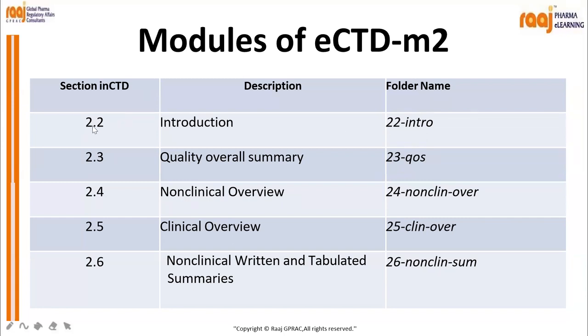So now suppose 2.2 talks about introduction. When you give the file name or the folder name for 2.2, you don't need to give a point or period in between. So just plain 2, hyphen, intro means this section talks about the introduction. 2.3 talks about QOS, that is quality overall summary, then non-clinical overview. So now it is pretty clear. 2.4, 2.5 clinical overview, 2.6 non-clinical summary.